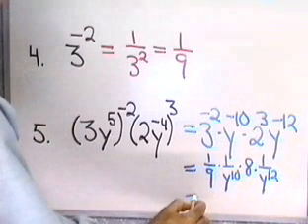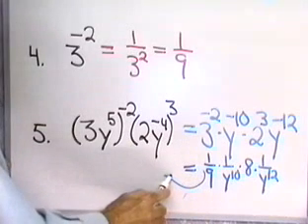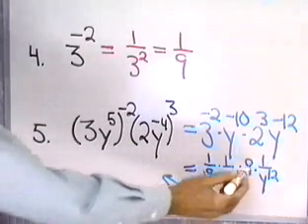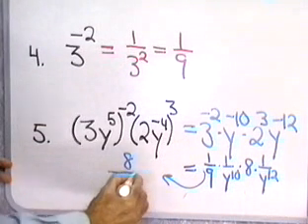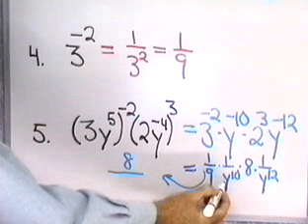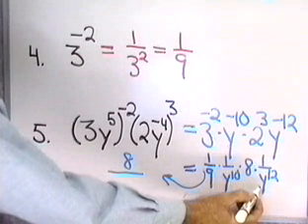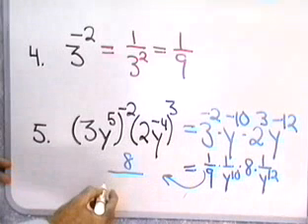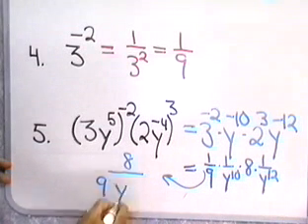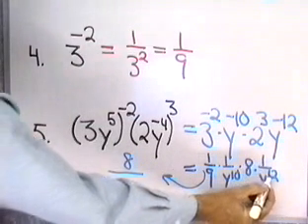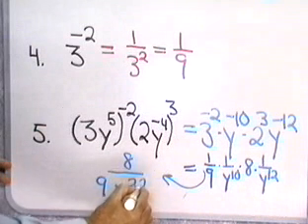Now, I'm running out of room right here, so I'm going to bring this back over here and write this as 8 in the numerator over 9 y to the 10th times y to the 12th, which should be 9 y to the 10 plus 12 is 22.